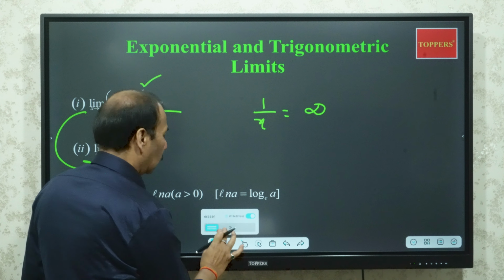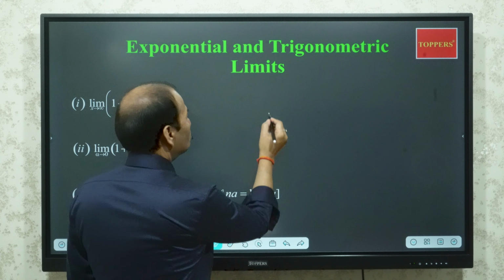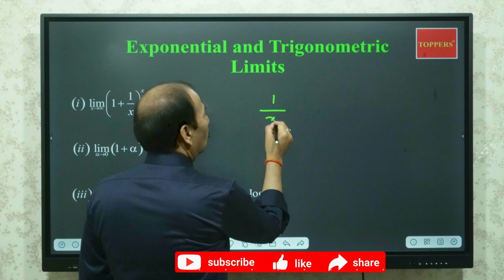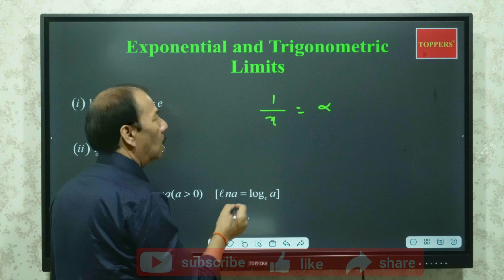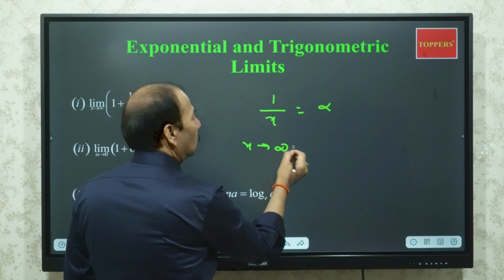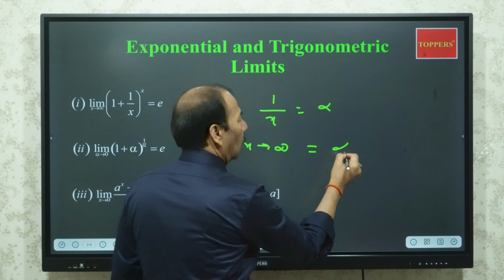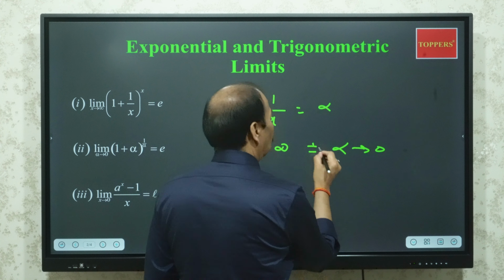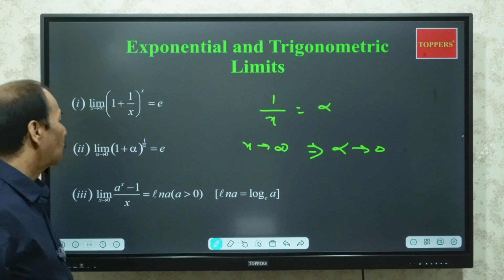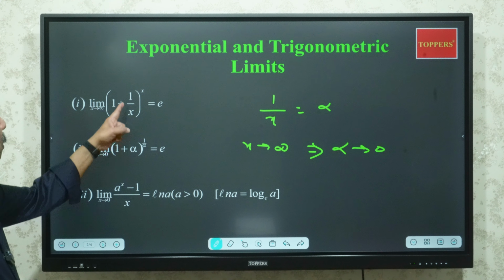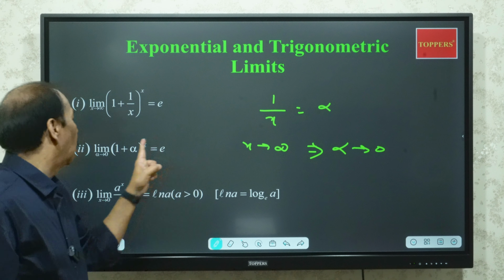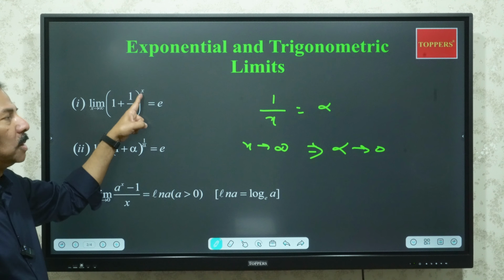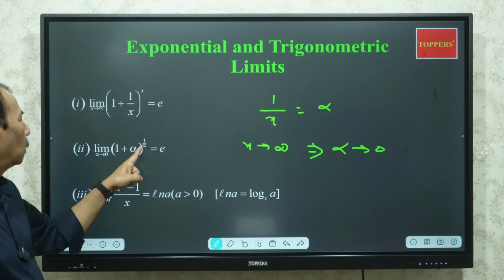Suppose 1 upon x is equal to, suppose, alpha. So when x tends to infinity, this implies alpha will tend to what? 0. So in that case, alpha tends to 0. So here 1 upon x is equal to alpha. So 1 plus alpha, this x will become what? 1 upon alpha. So you have 1 upon alpha.